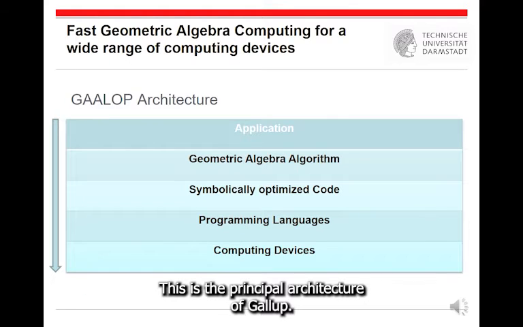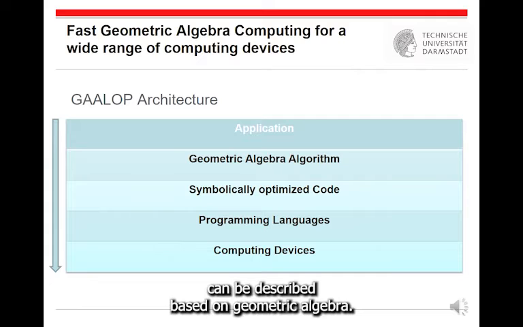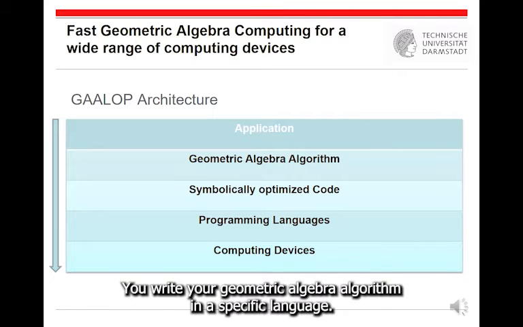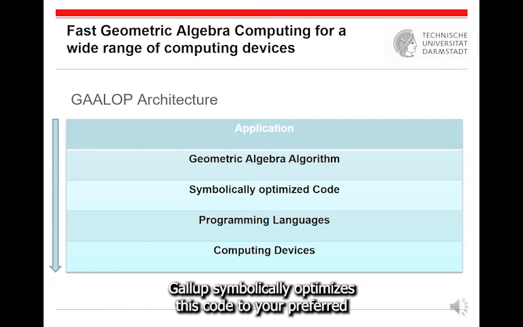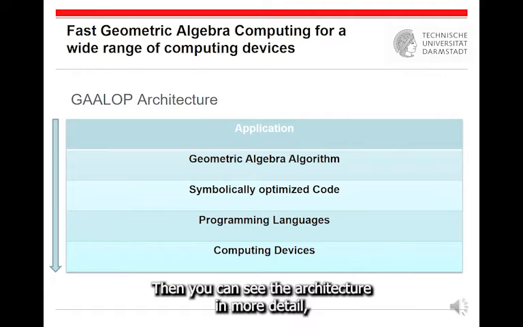This is the principal architecture of Gallop. At the top, you have your application. Then parts of the application can be described based on geometric algebra. You write your geometric algebra algorithm in a specific language. Gallop symbolically optimizes this code to your preferred programming language, and many different computing devices can be used then.